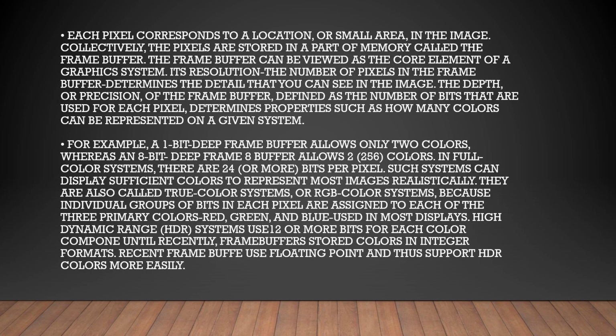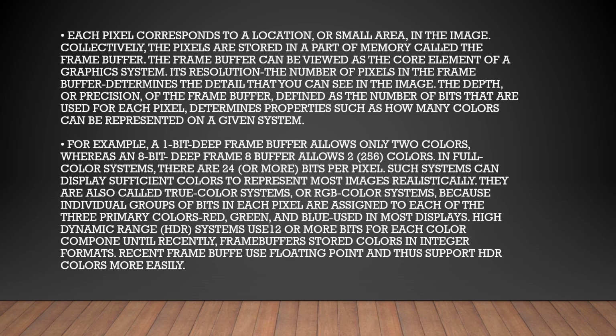Each pixel corresponds to a location or small area in the image. Collectively, the pixels are stored in a part of memory called the frame buffer. The frame buffer can be viewed as the core element of a graphics system. Its resolution, the number of pixels in the frame buffer, determines the detail that you can see in the image.